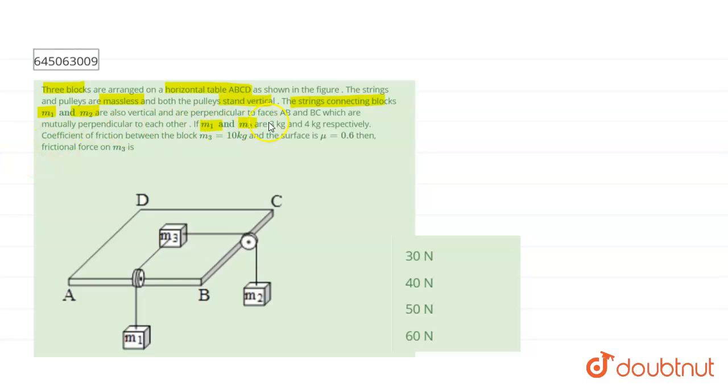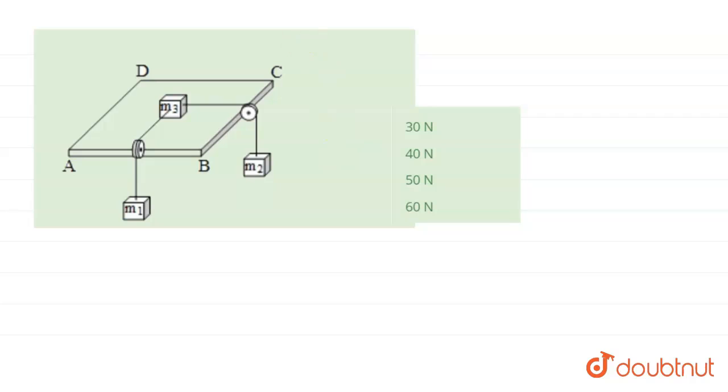If M1, M2 are 3 and 4 kg respectively and M3 is equal to 10 kg, the coefficient of friction is mu equal to 0.6. Then the frictional force on M3 is? First of all, four options are given for the value of the frictional force. Now we can analyze the forces on each body.